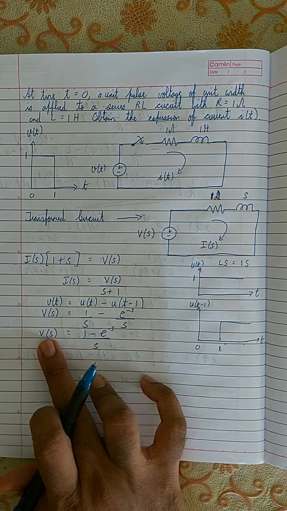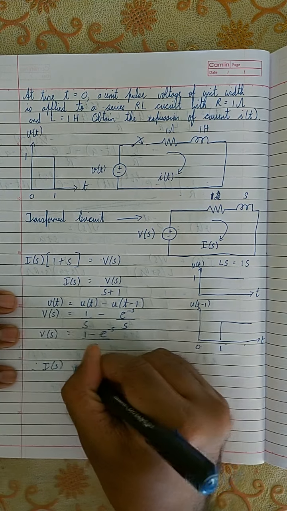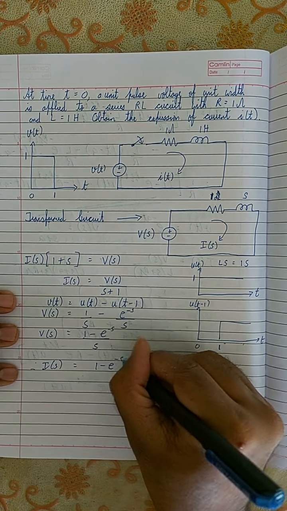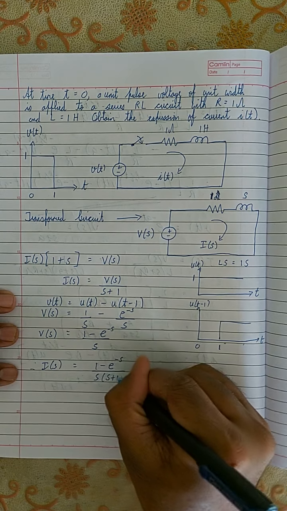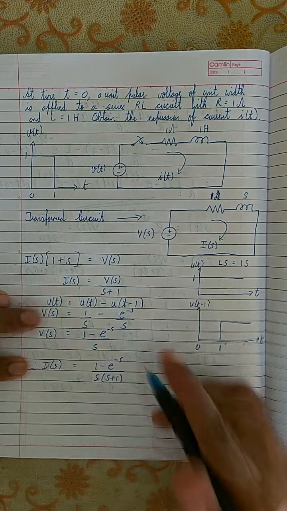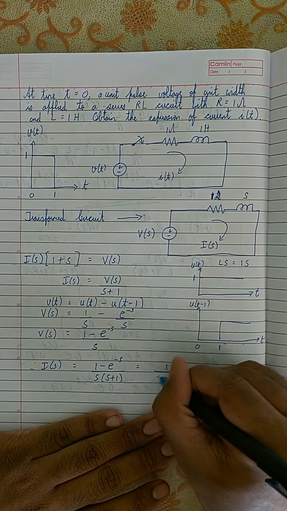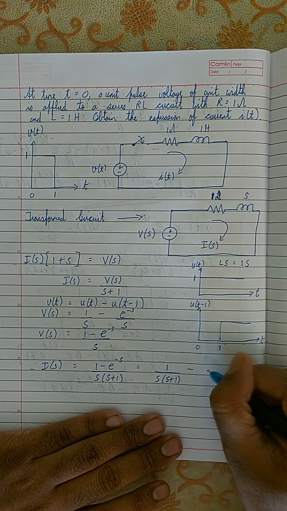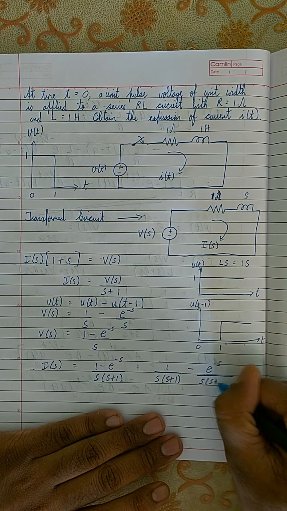So now I can substitute that over here. Therefore, I of S is equal to 1 minus e raised to minus S by S into S plus 1. And now you need to find the Laplace inverse of this. This can also be written as 1 by S into S plus 1 minus e raised to minus S by S into S plus 1.